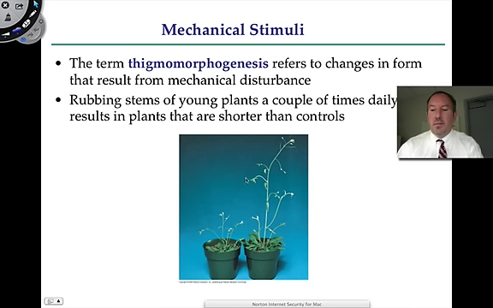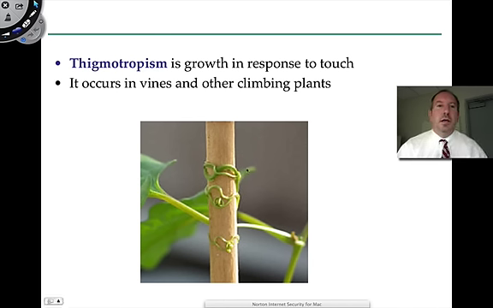And so basically, look at this. When you rub a plant, it doesn't grow as much as a control one, and that's kind of interesting. And then thigmotropism is simply a plant growing in response to physical touch. Like, for example, if it's growing around another plant, it's wrapping around. So vines employ this thigmotropism.